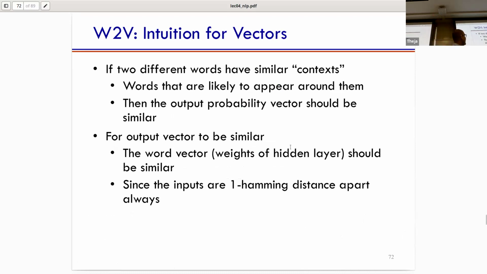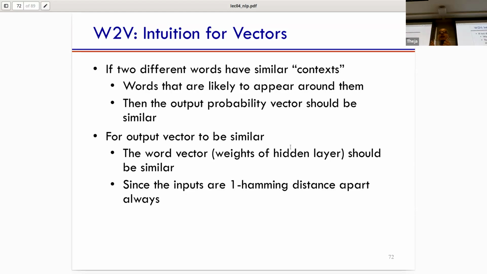So here's the key slide. I know it's written in text, but the key idea is that if two different words have similar context, which means the words that are likely to appear around them are similar, then the output probability vector for these two words should be similar. Why is that?